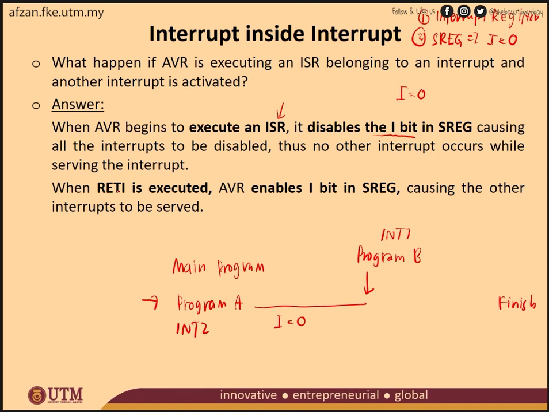Okay, when RETI is executed, at the end after your program A has finished, the I flag in the status register will be enabled, set to 1, causing the other interrupt to be served. So you cannot do an interrupt inside an interrupt. Only one interrupt can execute at one time. You need to make sure that interrupt A is finished, then after that you can do interrupt B, because of this I flag. Right, so that's all for today.